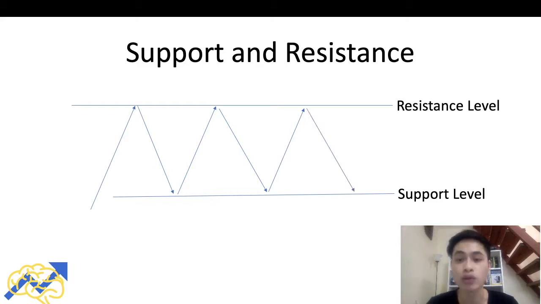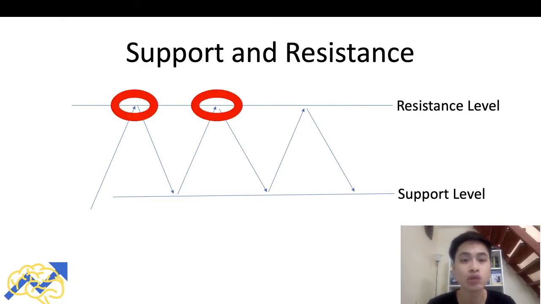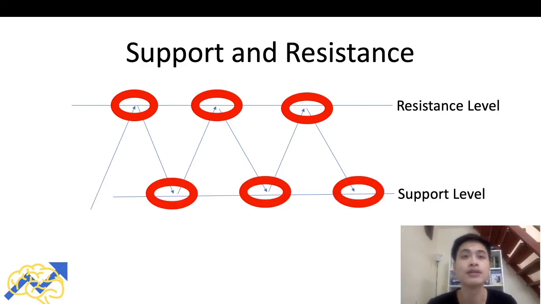For support, we also want to see the prices touching and reversing back up from that price point. So we want to see 3 price points for the resistance level: 1, 2, and 3. And 3 points for the support level: 1, 2, and 3. Of course, if there are more than 3 price points, the better.